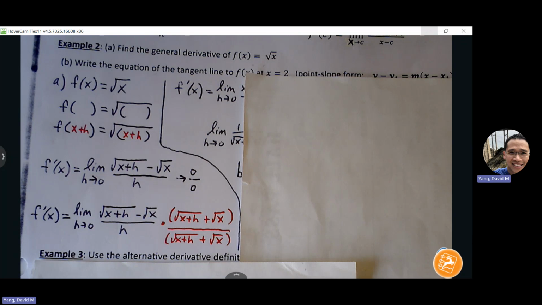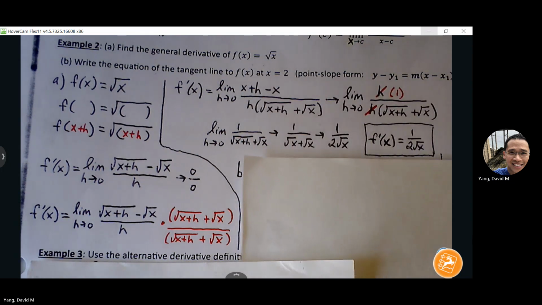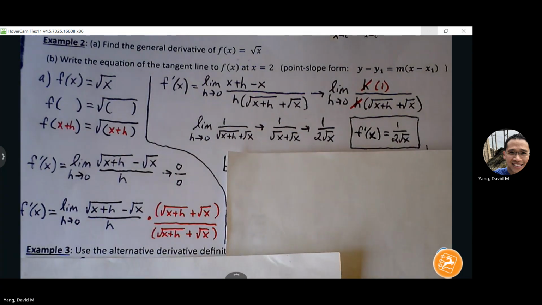So once you confirm it's 0 over 0, we know that this particular problem we can resolve those radicals by multiplying by the conjugate. So expand the numerator, but leave the denominator alone. Once you expand that numerator, the radicals go away, the x's cancel out, you're left with an h over h, which cancels out nicely. Once you have your reduced expression, replace any remaining h's with 0, and you're left with a derivative in terms of x.